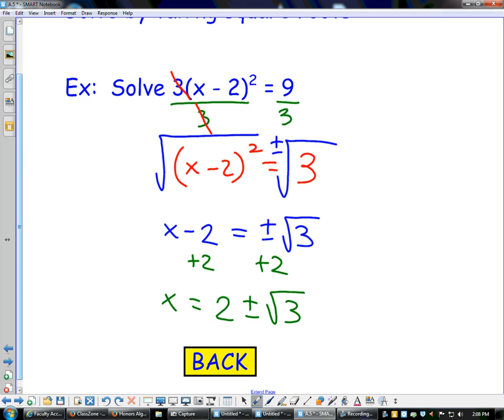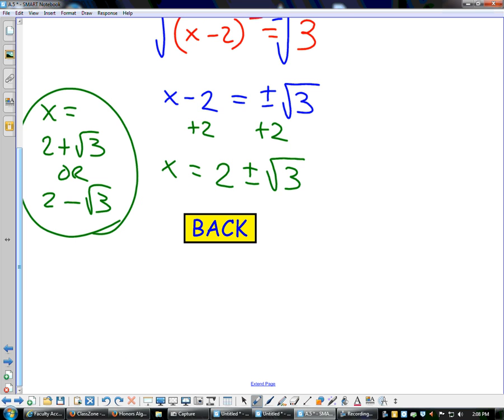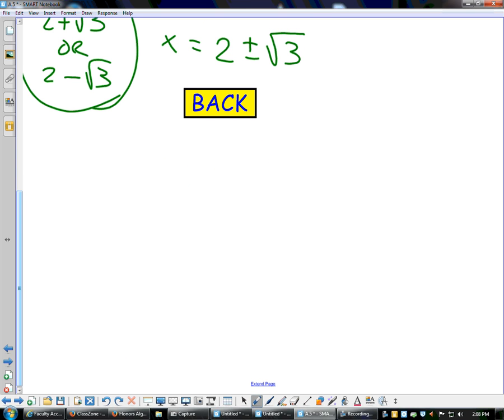So there are two solutions to this problem, 2 plus square root of 3 or 2 minus square root of 3. Those are your two solutions for this quadratic equation. Before we go back to look at another method of solving, let me give you one last example like this.